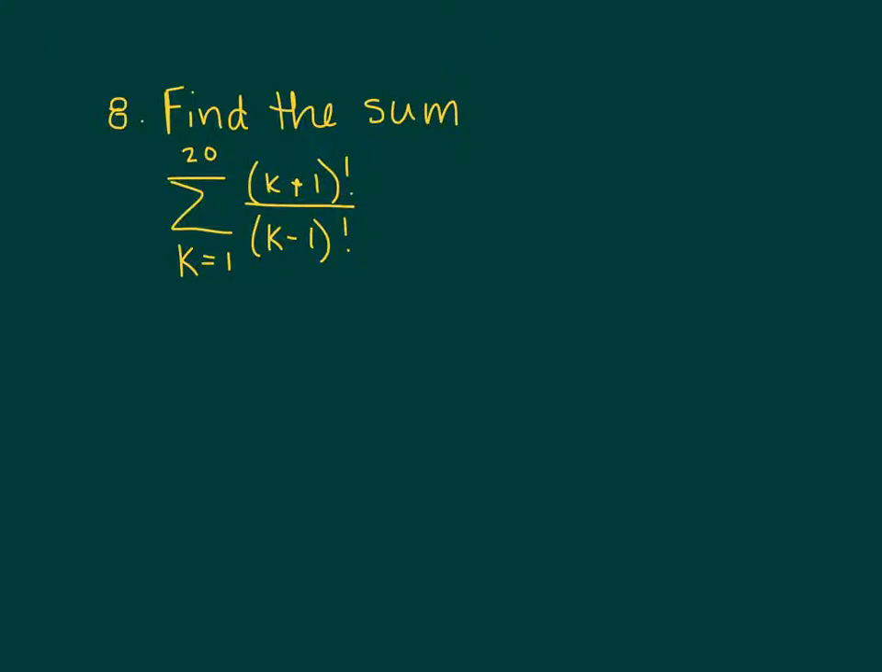For question number 8, you have to find the sum of this kind of crazy looking factorial. So let's do a little bit of work. And again, we're going to simplify this fraction by rewriting it. K plus 1 is the bigger number.